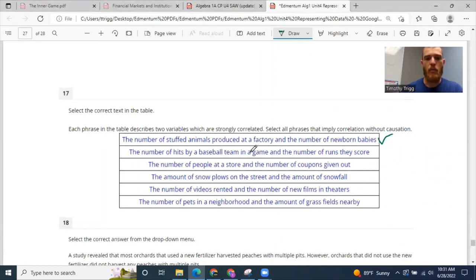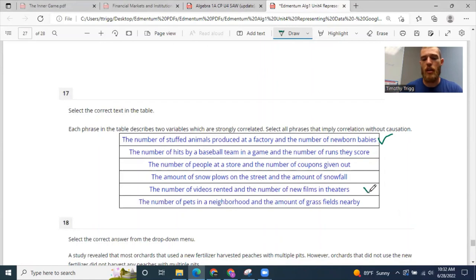The number of hits by a baseball team in a game and the number of runs they score, that's definitely causation. So we're not gonna click that because having more hits causes the team to score more. That makes sense. The number of people at a store and the number of coupons given out. This would also be correlation with causation because the number of people at the store causes the store to give out more coupons. Let's see, the number of snow plows on the street and the amount of snowfall. This would also be causation because the more snowfall causes there to be more snow plows. That makes sense.